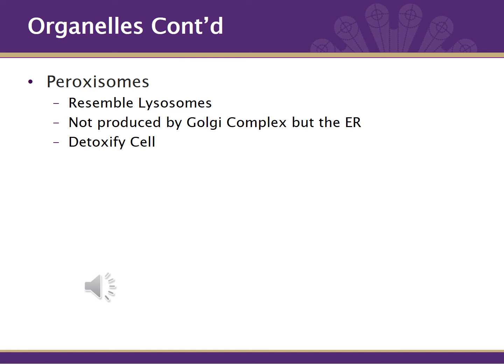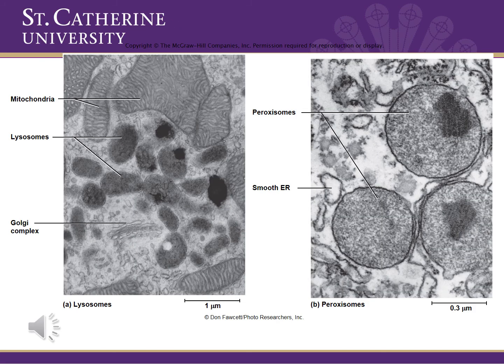Peroxisomes actually resemble lysosomes but are produced by the endoplasmic reticulum rather than a Golgi complex. Peroxisomes detoxify cells by producing hydrogen peroxide that will be used to break down internal components of a cell. Here are some pictures that compare and contrast lysosomes and peroxisomes.